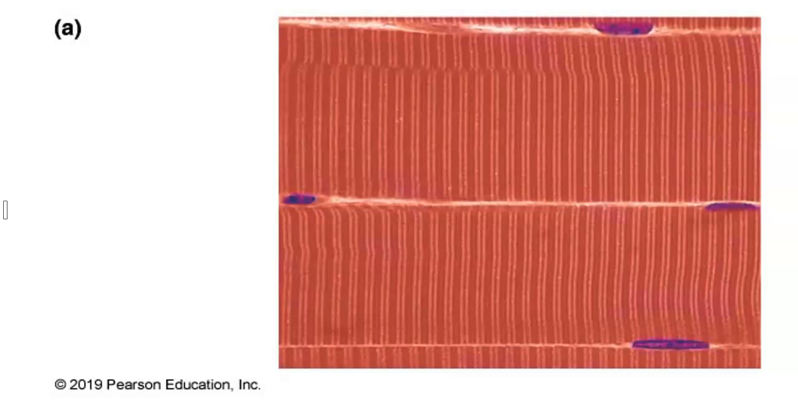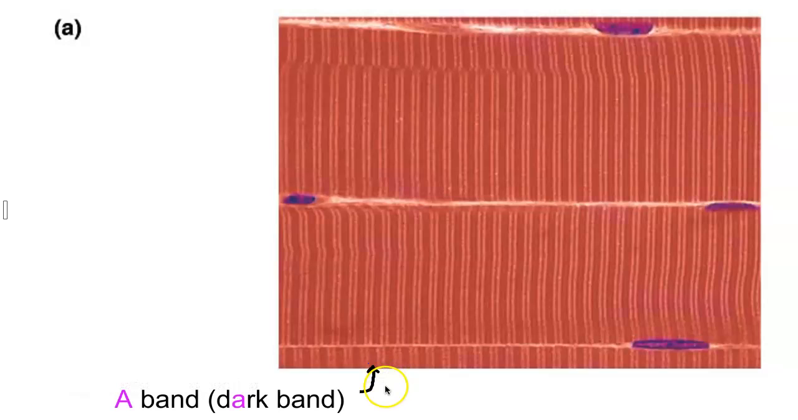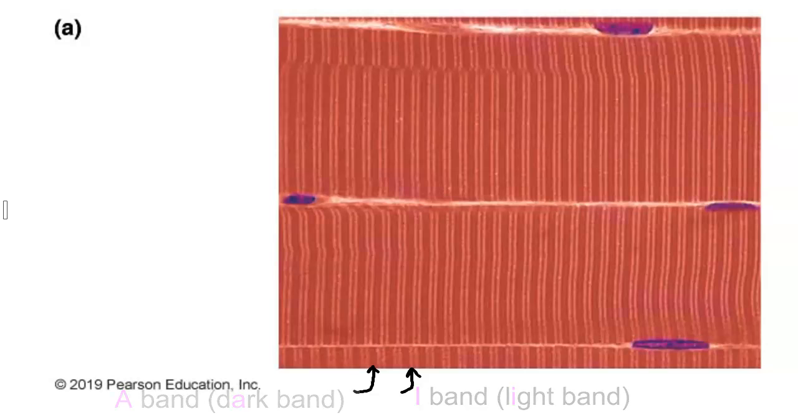Here's a photograph of skeletal muscle under the microscope, and I just want to show you what I'm talking about. That banded or striped appearance, those dark bands are what are called A bands, and the light bands are known as I bands. Basically what you have here is alternating dark and light stripes, the dark stripe being called the A band and the light stripe being called the I band.